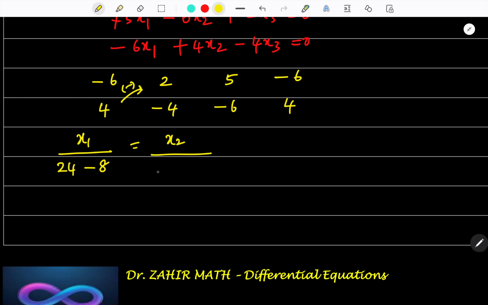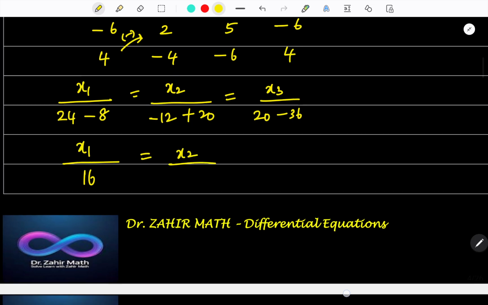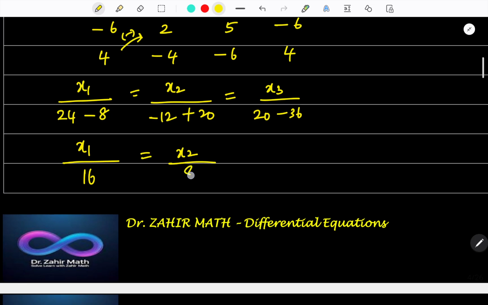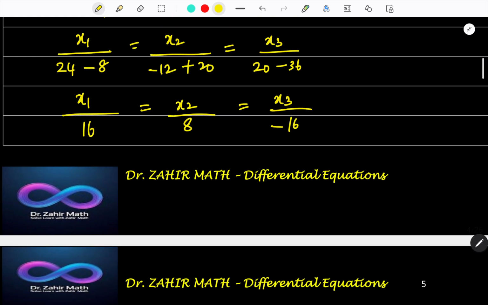x2 divided by 2 times 6 is minus 12, and then 5 fours are 20, which is going to become plus 20. So x3 divided by 5 fours are 20 and 6 6s are 36, which is going to become minus 36. So x1 divided by 24 minus 8 is 16, x2 divided by 20 minus 12 is 8, and x3 divided by 20 minus 36 is minus 16. Is there a common table? Yes, the 8 table. So this will be 2, this will be 1, and this will be minus 2.